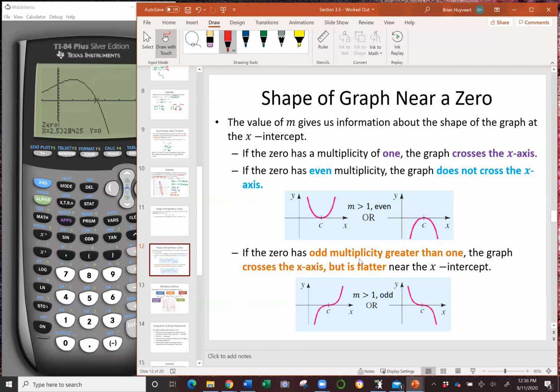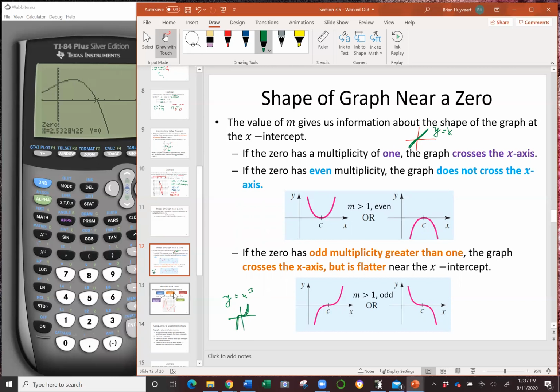And if there's odd multiplicity greater than 1, so 1 we just pass through, but greater than 1, we still pass through, but we level off just a little bit. So it's a little bit flatter at that point. That's the difference between y equals x, where we just have a line through there and zoom through the axis, and something more like y equals x cubed, where we level off a little bit as we're passing through.